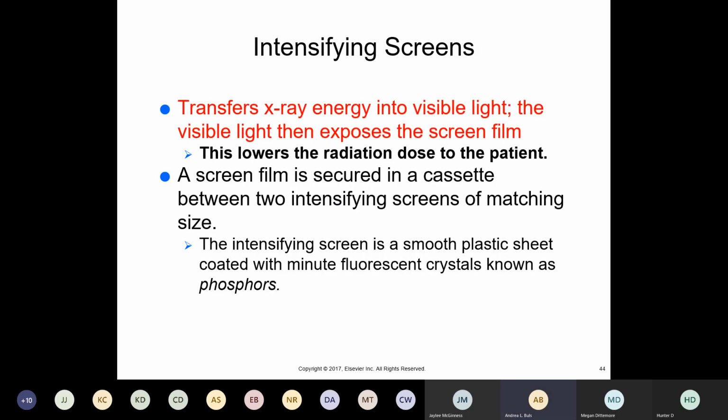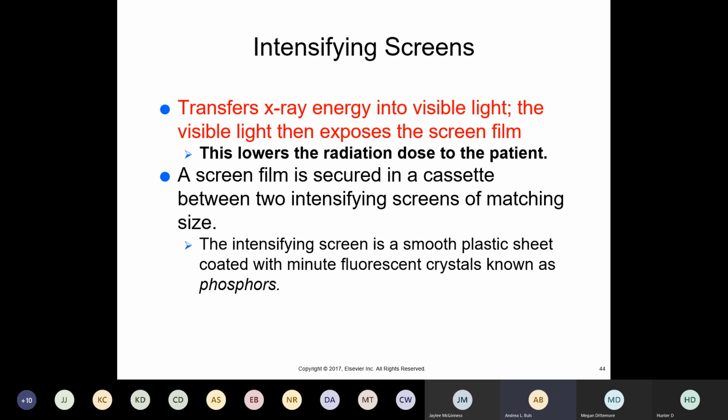So like I stated, those intensifying screens transfer the X-ray energy into visible light, and that visible light is what exposes that film. By doing it this way and not using direct X-ray like we see in non-screen film in the hospital, this is a much lower dose to your patient. It requires less X-ray to create that light, which then exposes the screen film, than it would if we were shooting direct X-ray energy at that film. That screen film is secured in a cassette between those two intensifying screens of matching size.